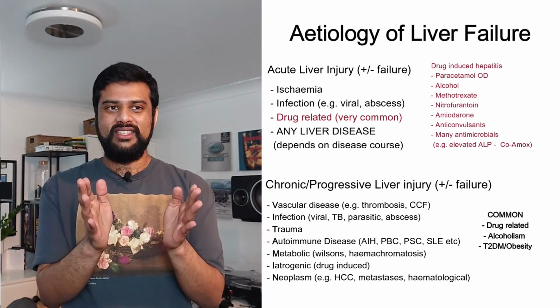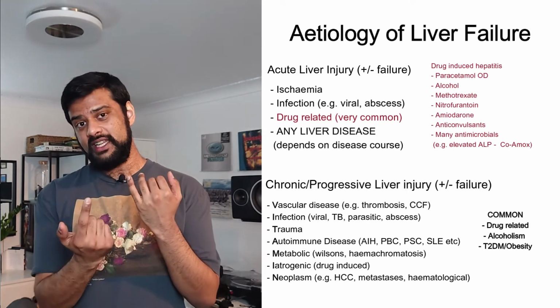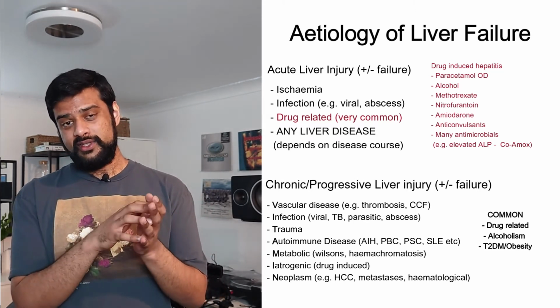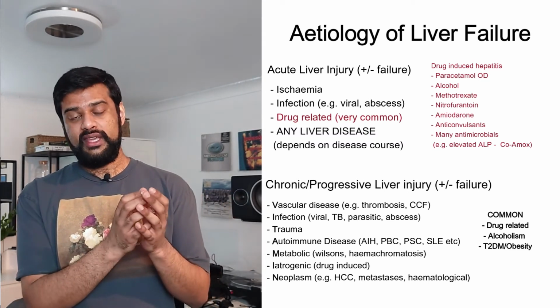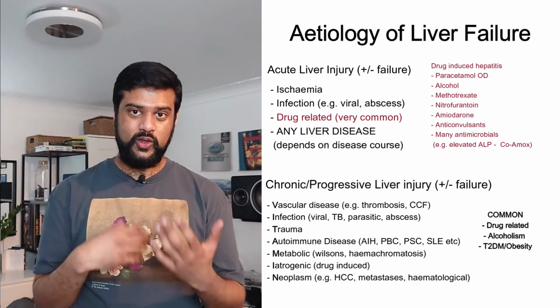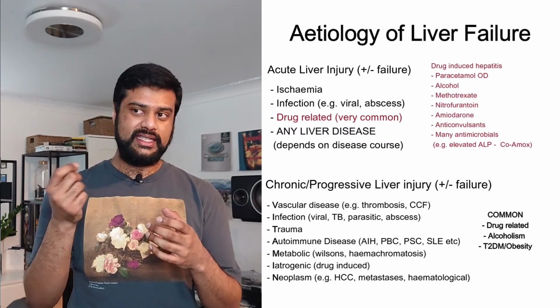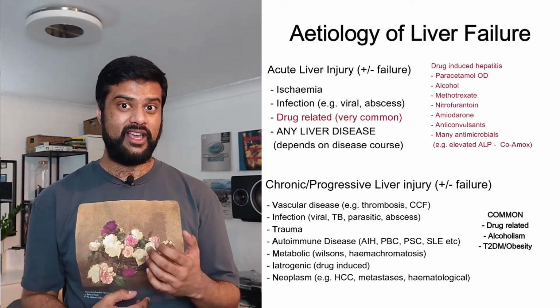So the mnemonic is VITAMIN C. For vascular causes, I want you to think of it like blood going into the liver and blood going out. So not enough blood going in, that could be slowly getting worse from a Budd-Chiari or from a shunt, or it could be acute from acute hemodynamic instability. And then problems with blood coming out. So is there actually heart failure and there's congestion of blood going into the liver causing a backup?